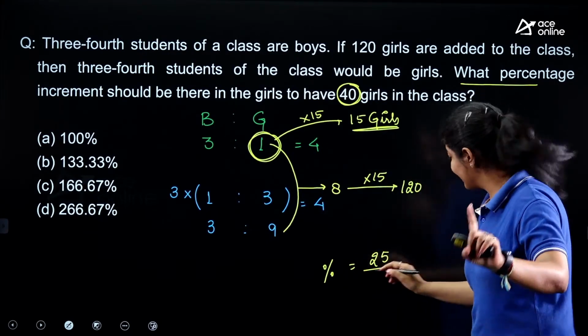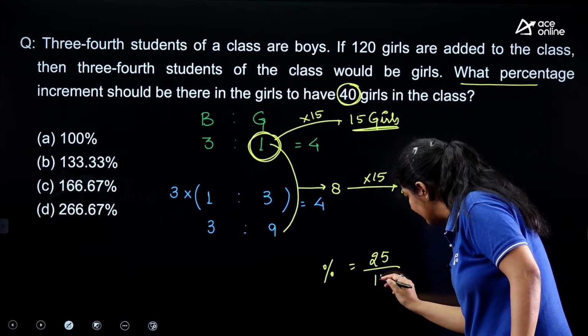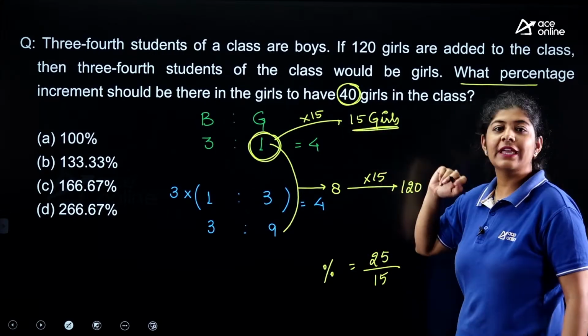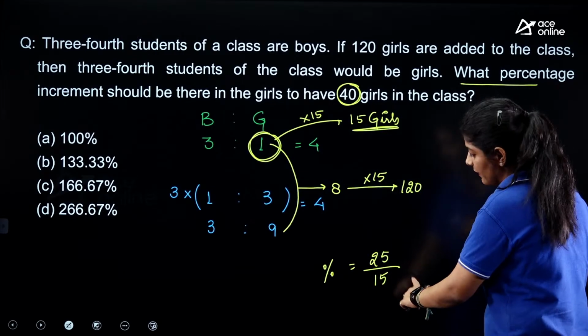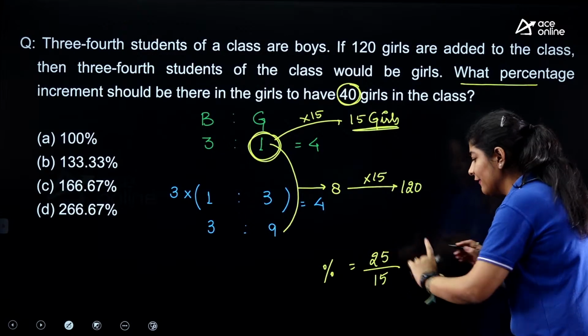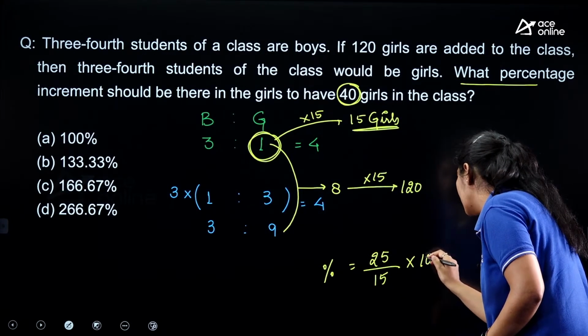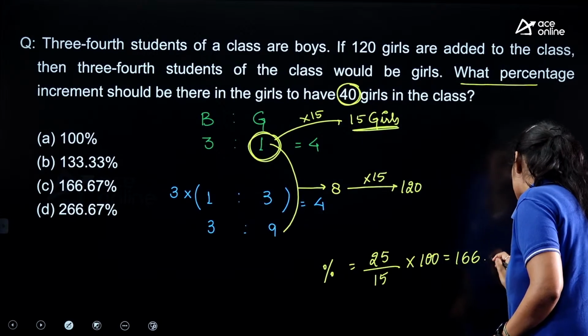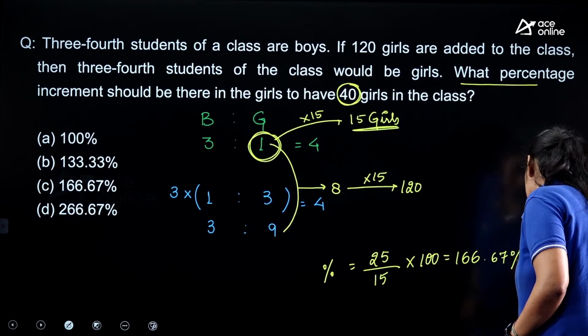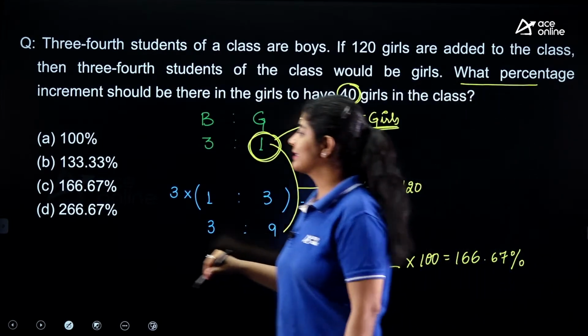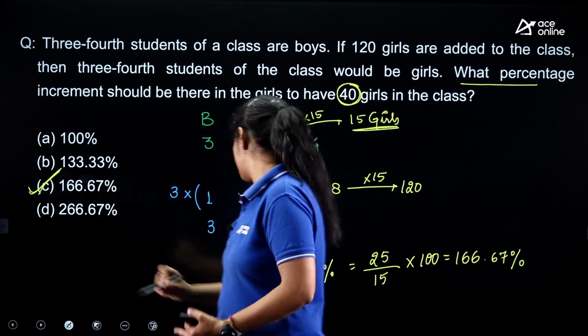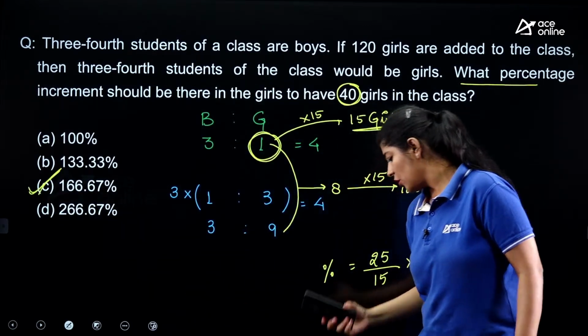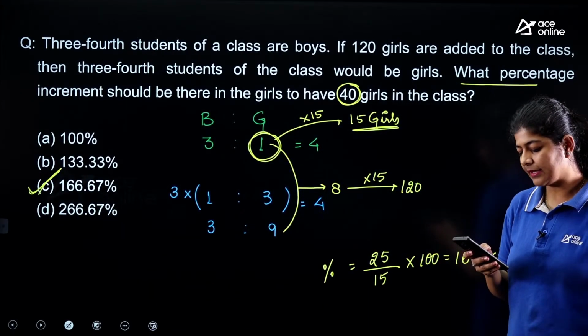The value of one girl here is 15, because we have 15 girls at the initial level. So on the 15 I need 25 more girls into 100, and when I solve this I get 166.67%. Option number C is the correct one.